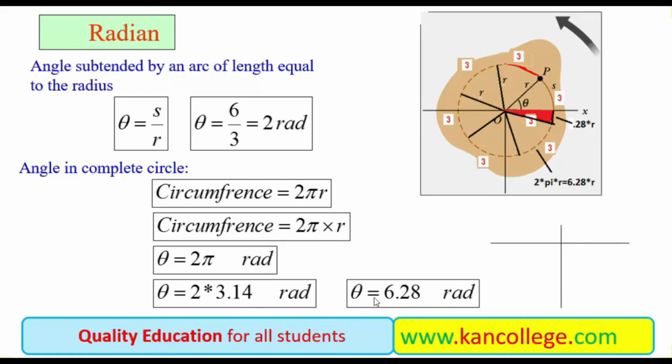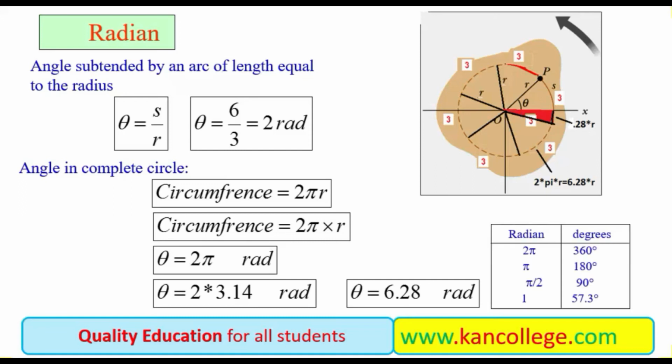So 6.28 means 2 into 3.14, which is 2 pi. So the complete angle in the circle in radians is 6.28 radians: 6 radians and 0.28 radians. Next time if you are asked what 2 pi is, 2 pi is 6.28 radians.